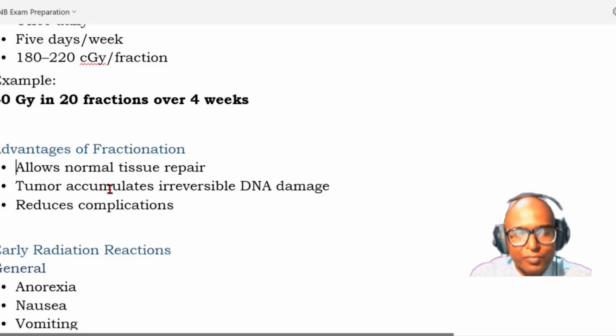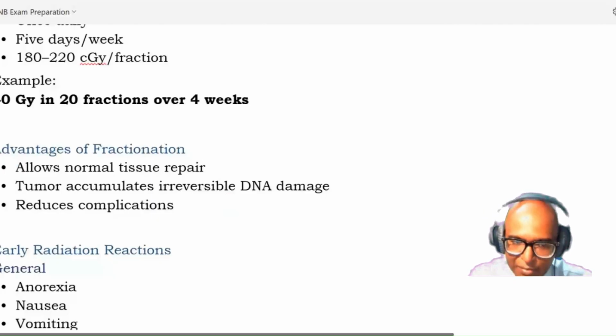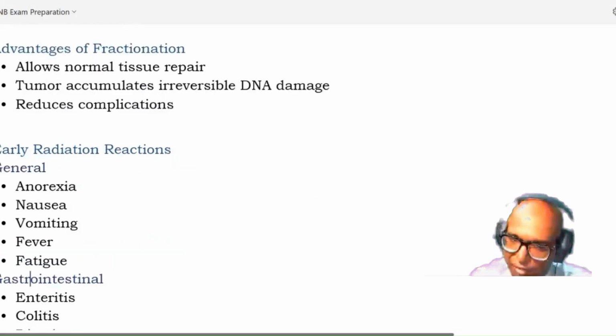But what happens here in tumor cells? These tissue repair mechanisms are damaged. Okay, so they do not repair by the next day. So there is an accumulation of irreversible DNA damage. So yesterday the tissue was damaged by the radiation. Today there will be further addition to that particular DNA damage. So the tumor will accumulate irreversible DNA damage because of fractionation, while in normal tissue there will be recovery, and this is what reduces the complications. So that is the importance of fractionation. This concept also in radiation you should be able to mention.